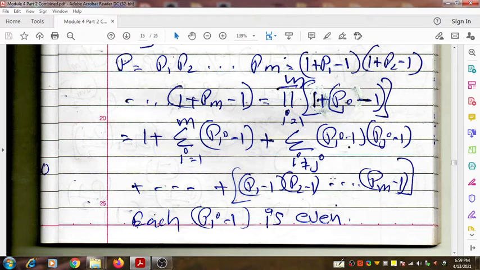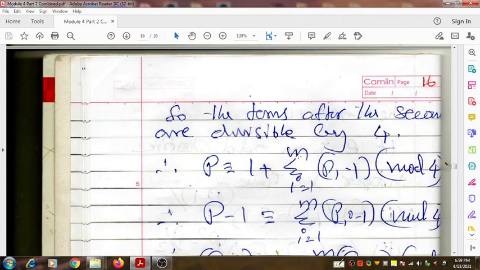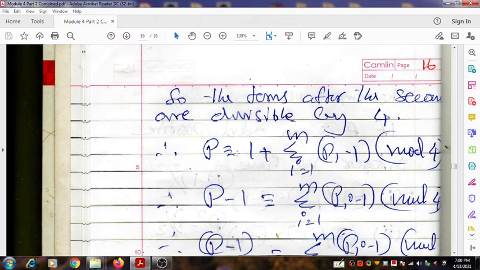But we want to make sure that we can take 4 as a factor from the third term onwards. Considering all the remaining terms from the third term onwards, you can take 4 as a factor. You can separate 4 as a factor, but that means excluding the first and second term on the right side. As a result, you can rewrite the given number P as P is congruent to 1 plus the first term plus the second term mod 4.